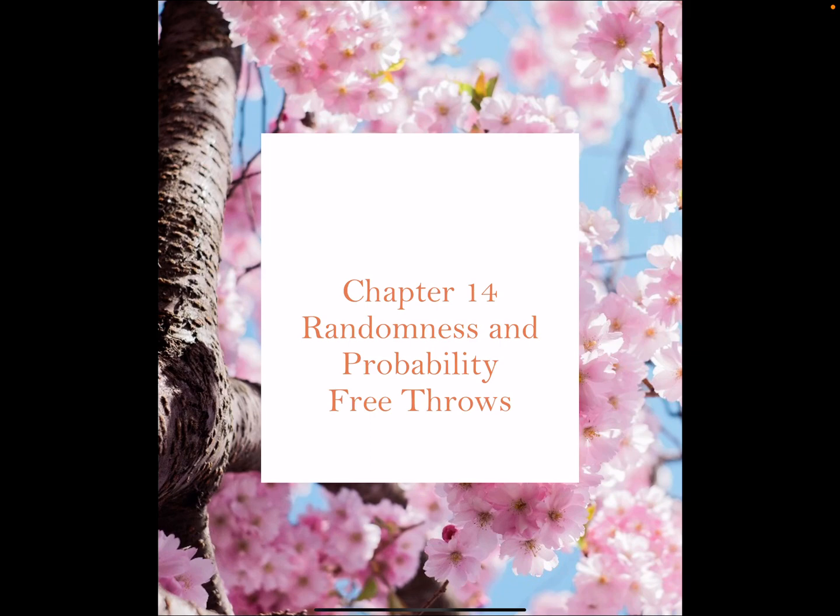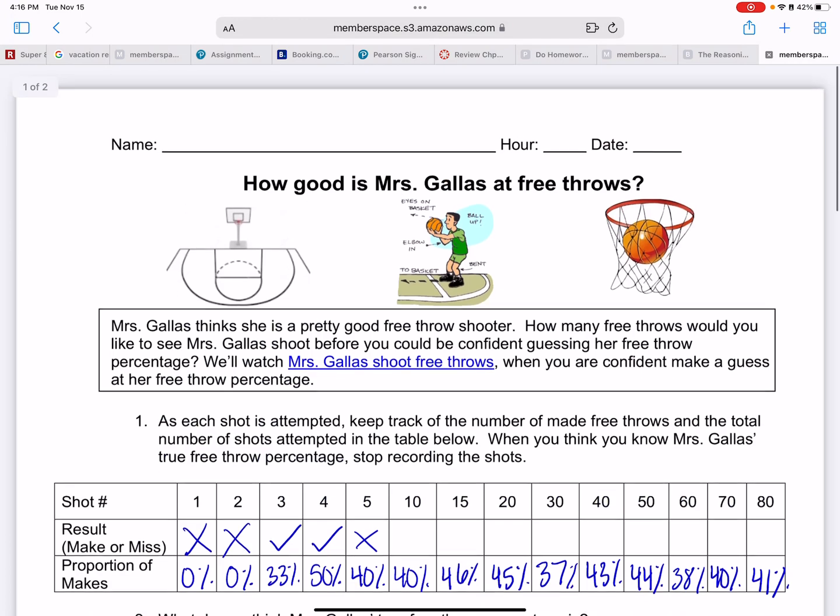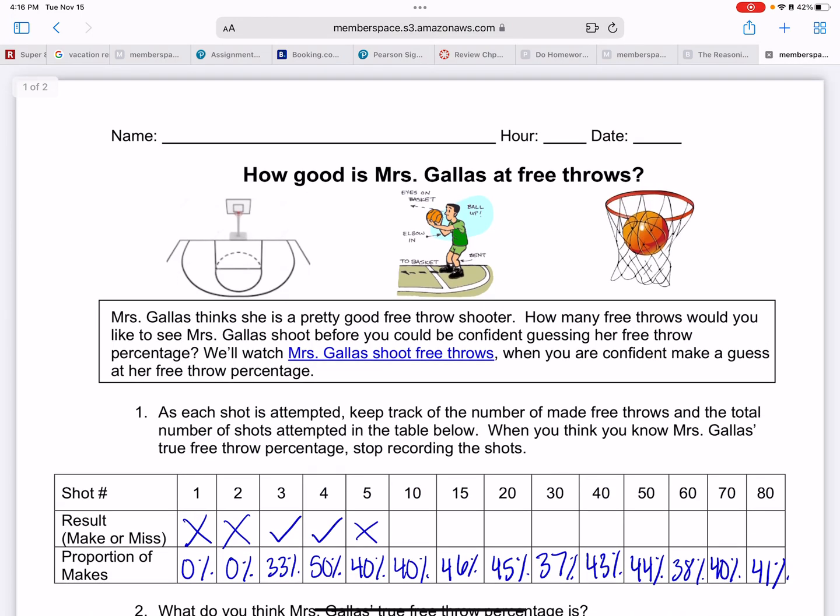14, randomness and probability, free throws. Okay, turning your packet to the how good is Miss Gallus at free throws.